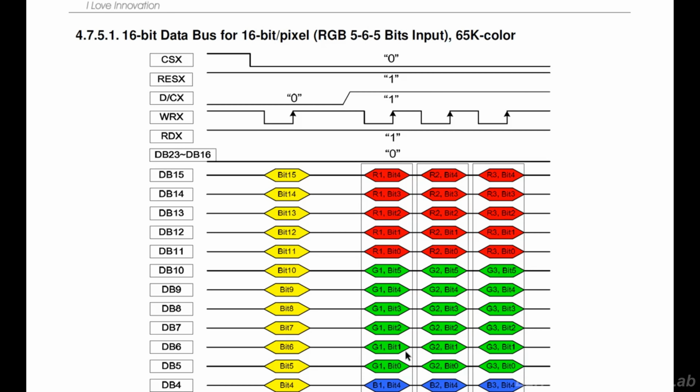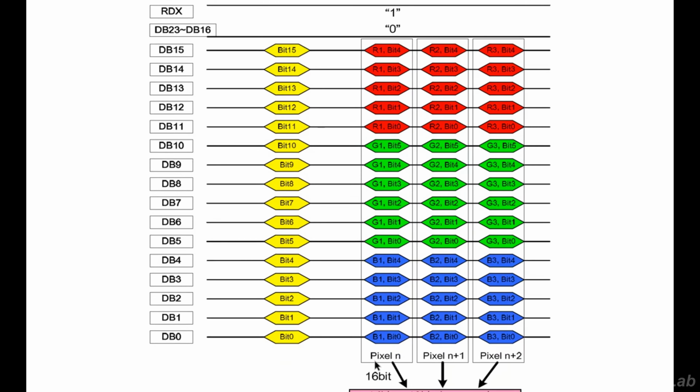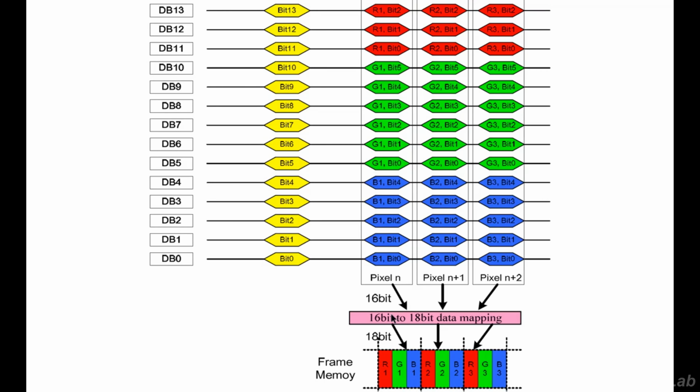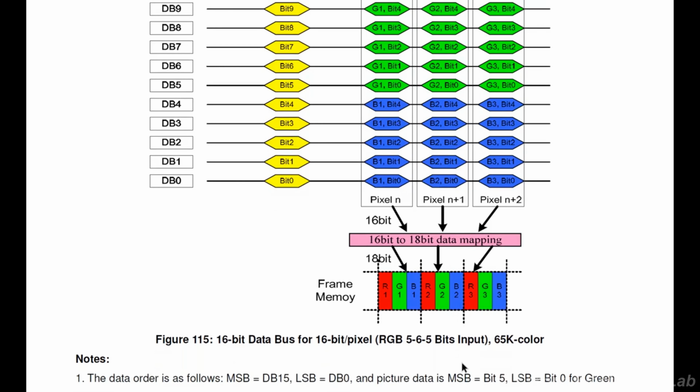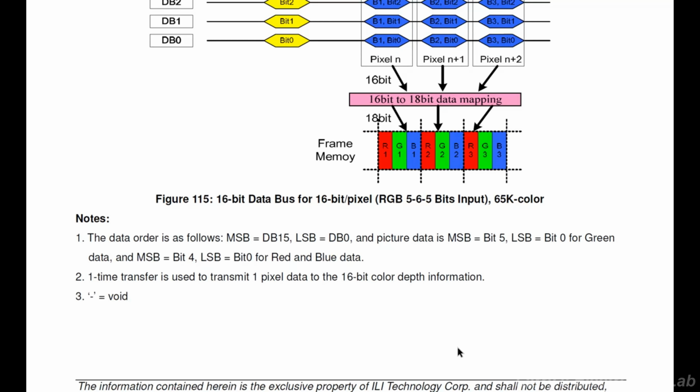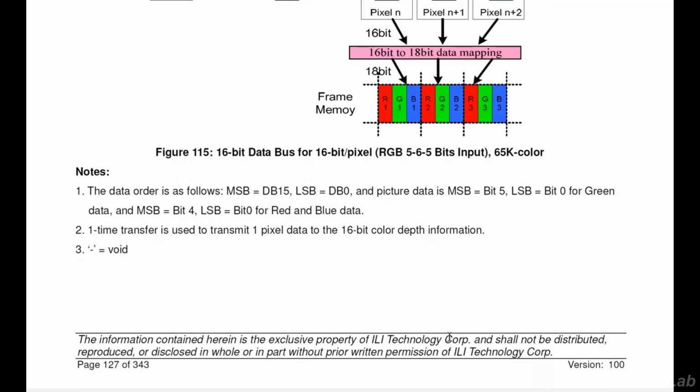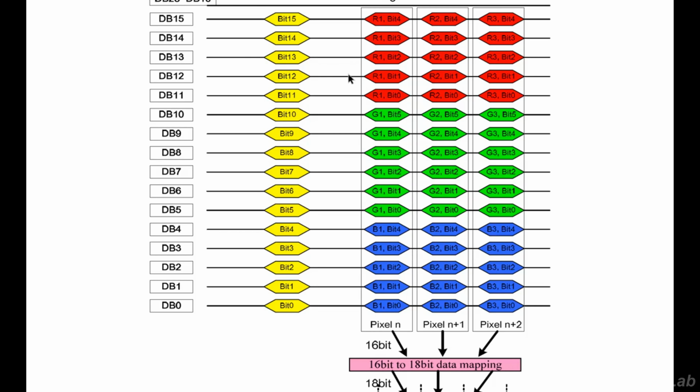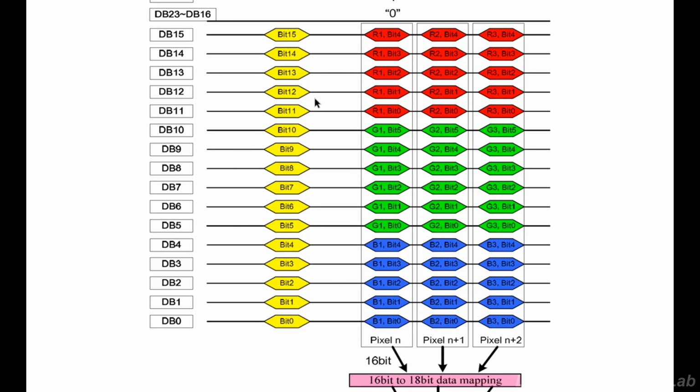This is one 16-bit word, and this is the second one. This is the third one, right? So this is the 16-bit. You're mapping it to the 18-bit, basically. There's converters online. We're going to use that too. But that's the basic idea of how to write a pixel.